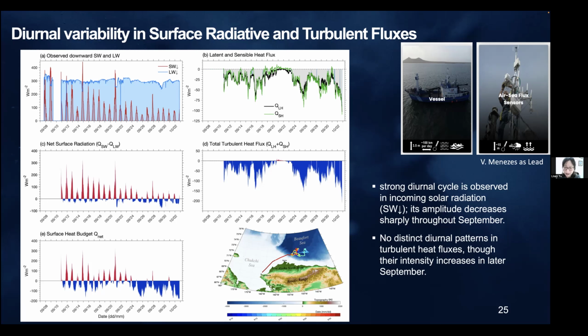So panel E, on the left bottom, shows the surface heat budget. And clearly you can see the cruise has two stages. In the first stage, we can see a strong diurnal cycle, with gains during the daytime and loss during the nighttime. And towards the end of the cruise, in later September and early October, the Arctic is in a completely heat loss regime.